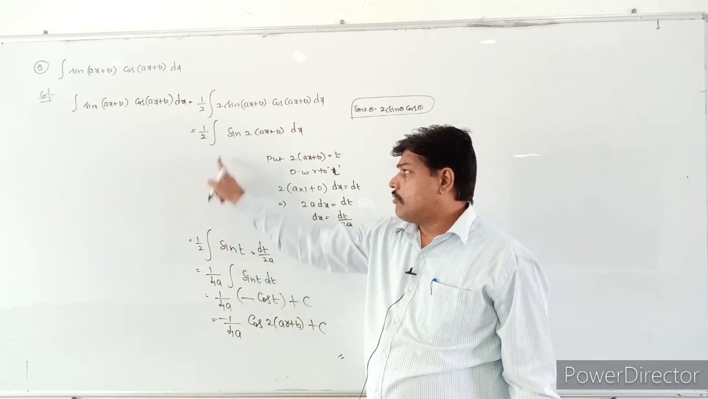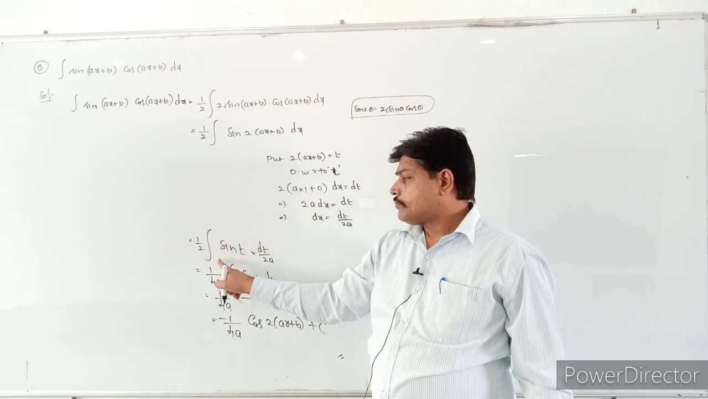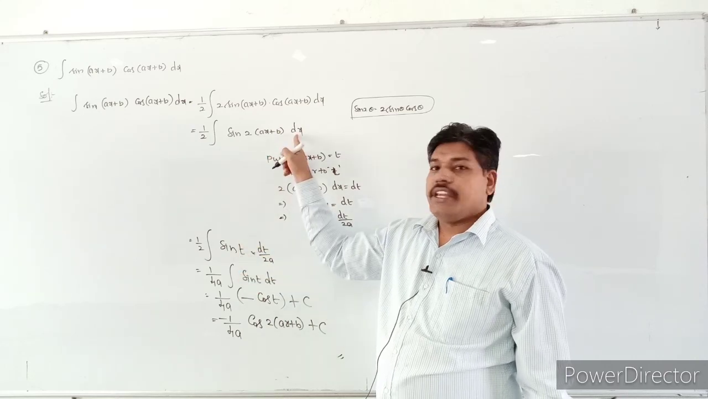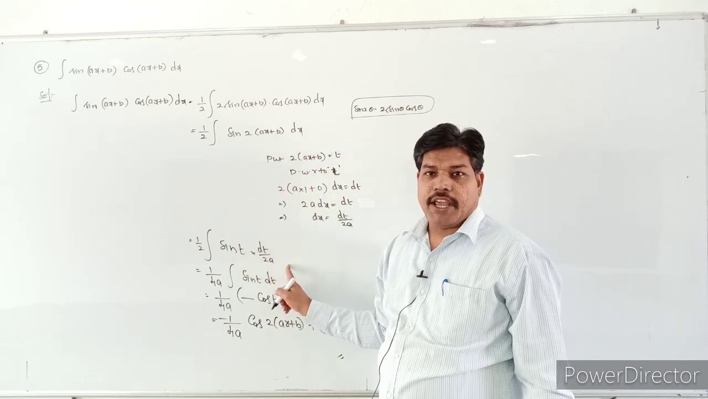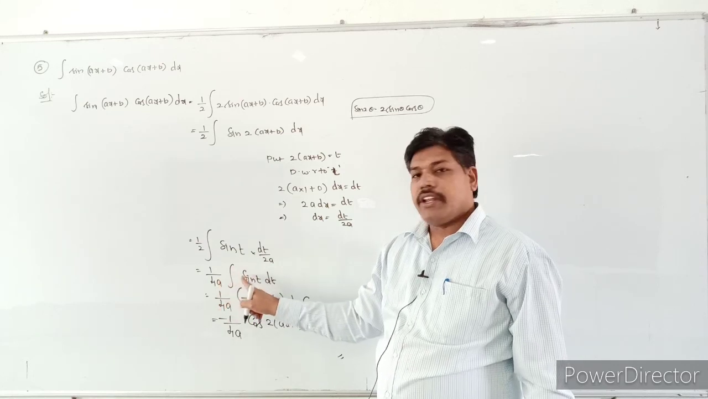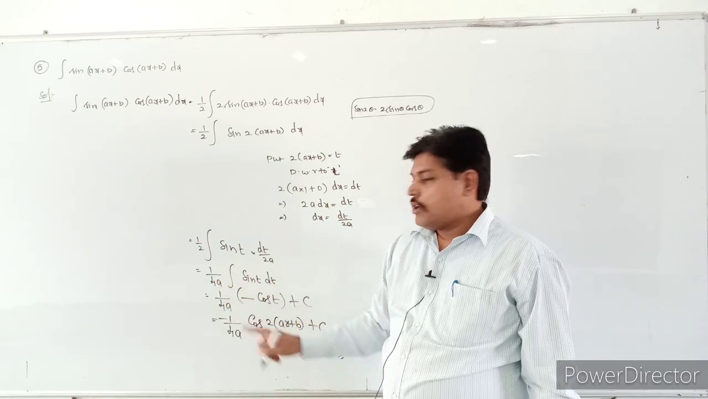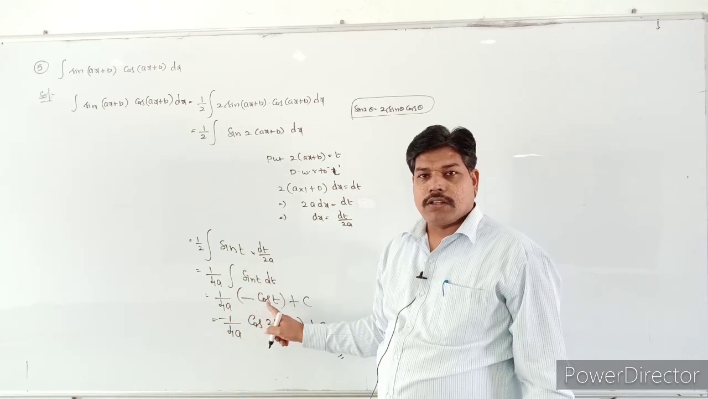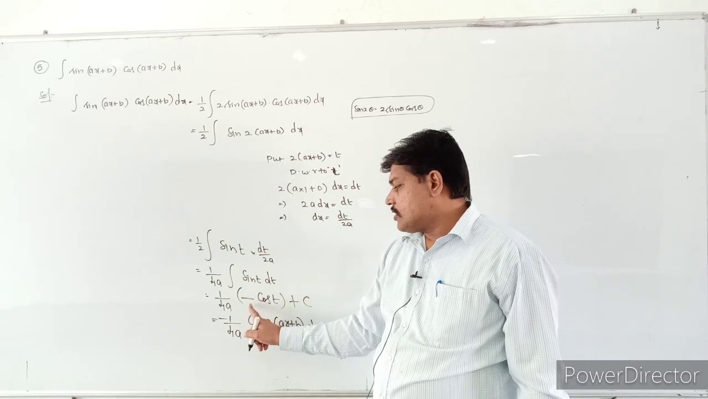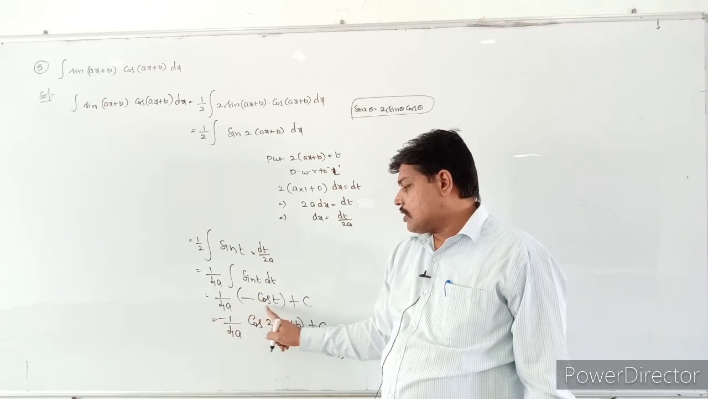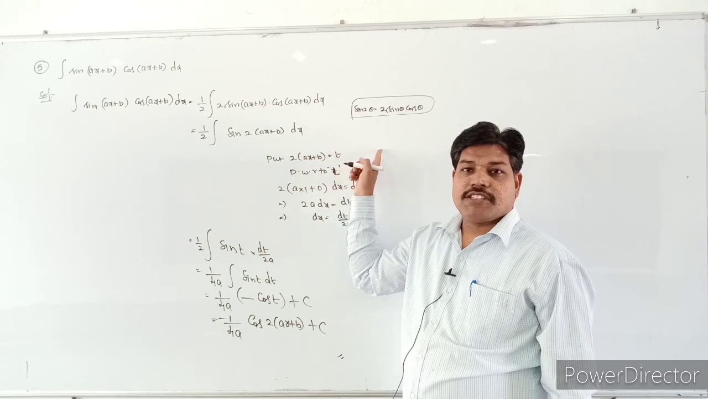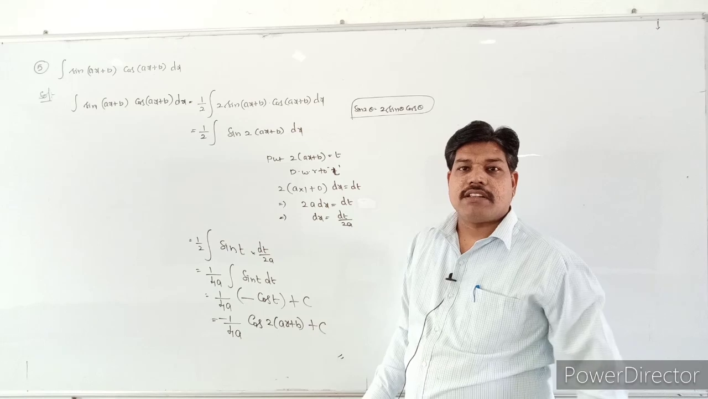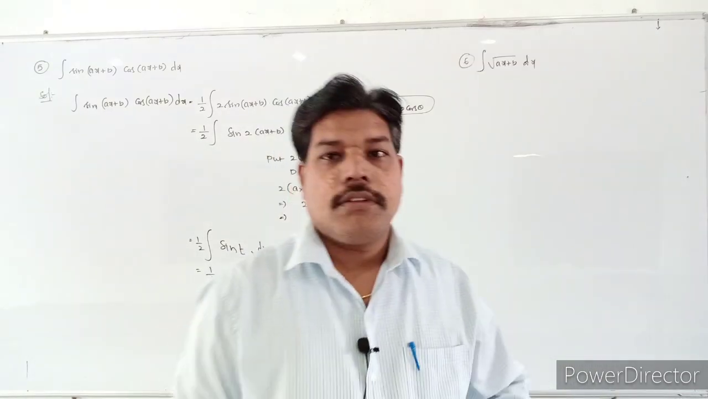Substitute here. We continue: 1 by 2 into integral of sine t, where 2 into ax plus b is t, into dx. dx is nothing but dt by 2a. So 1 by 4a into integral of sin t into dt. So that is equal to 1 by 4a into the integral of sin, which is minus cos, plus c. Taking the minus out, minus 1 by 4a into cos of t, where t is 2 into ax plus b. Just replace that value: cos of 2 into ax plus b plus c. It is the answer. Do you understand, students?